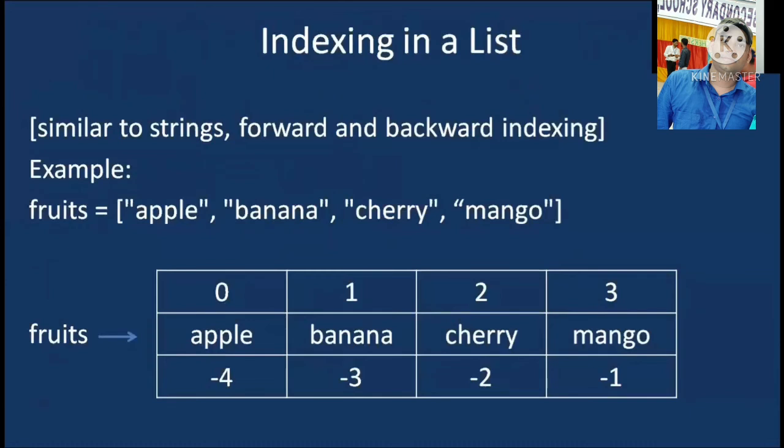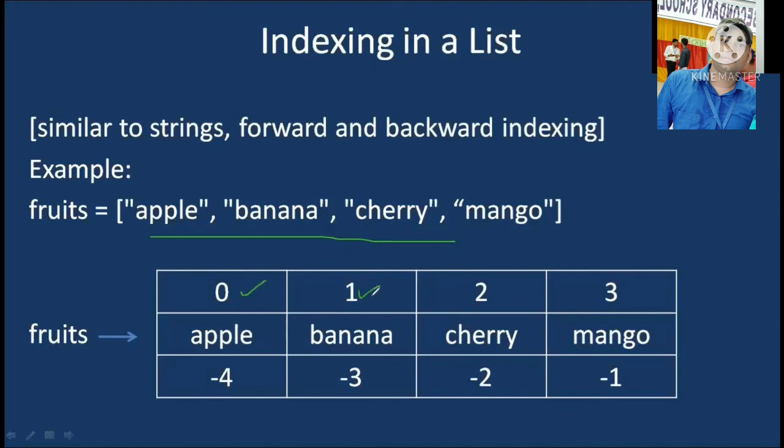Indexing in a list is similar to indexing in a string, which has forward indexing and backward indexing. Where does forward indexing start? From the first element, index number 0. And where does backward indexing start? From -1.